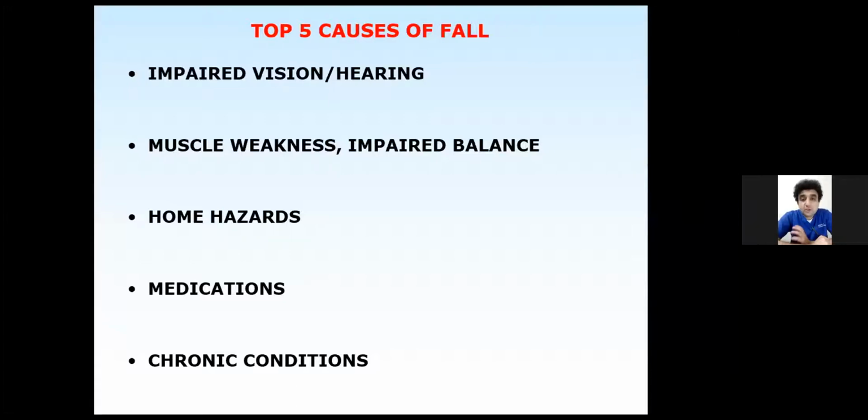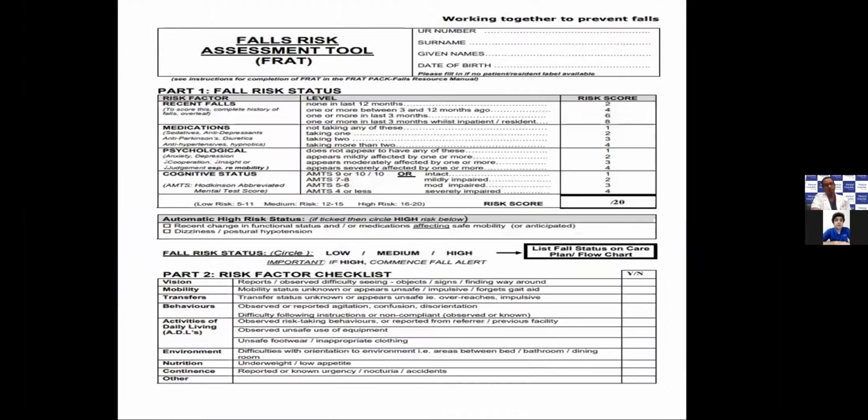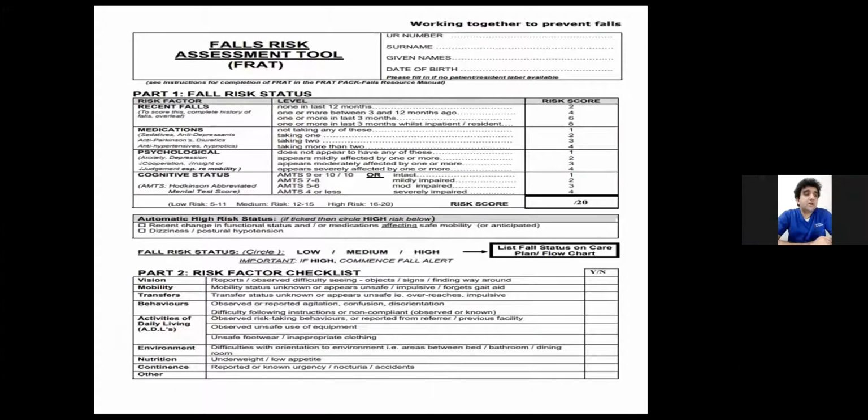So these are the top 5 causes of falls that we identify from the medical perspective. The reason I've put this up is because when we do an assessment for falls, these are the factors that we look into. Now, coming to the next slide, which talks about how to assess a person for falls. It's called the fall risk assessment tool. Each hospital has its own set of assessment tools.